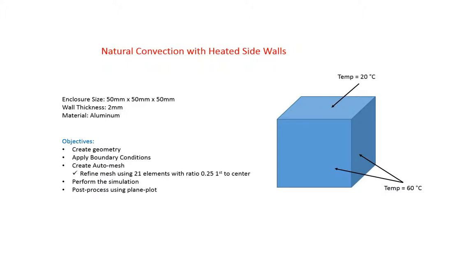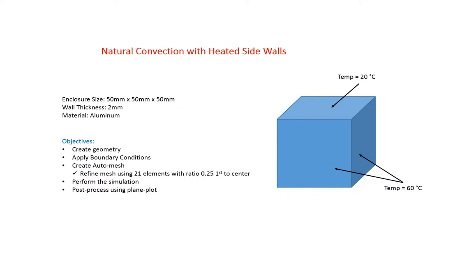Natural convection with heated sidewalls. In this simple exercise, we will create an aluminum enclosure that is 50 millimeters in each direction with a wall thickness of 2 millimeters. We'll keep the sidewalls at 60 degrees while keeping the top wall cold at 20 degrees.